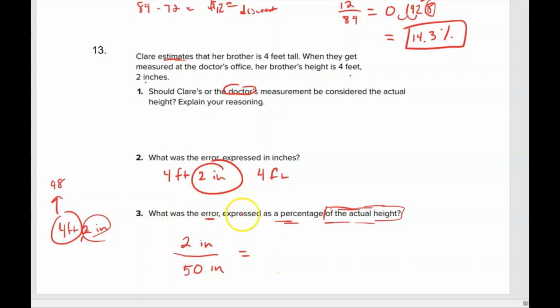So what was the error as a percentage? Well, I'd have to take 2 and divide it by 50. And when I do that, I come up with 0.04, and when I move that 2 spots to the right, that gives me 4%. So her estimate was 4% off, which isn't too bad. That's pretty good for an estimate, I'd say.